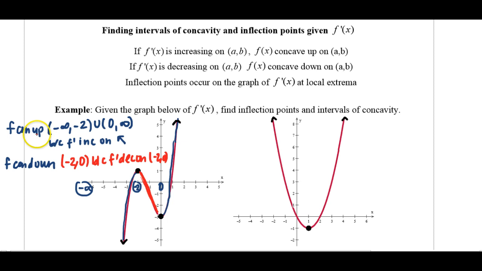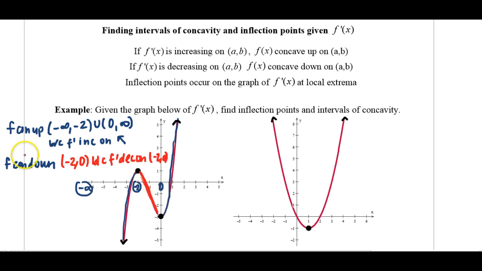So now that we've found intervals of concave up and concave down, let's try to find inflection points. For inflection points to occur, we need a change in concavity. We need a change from concave up to concave down, or concave down to concave up. So we said that the original function f is concave up from negative infinity to negative 2, and then switches to concave down from negative 2 to 0.